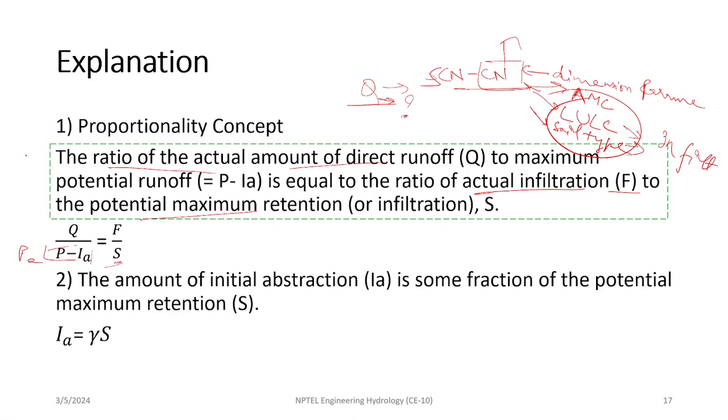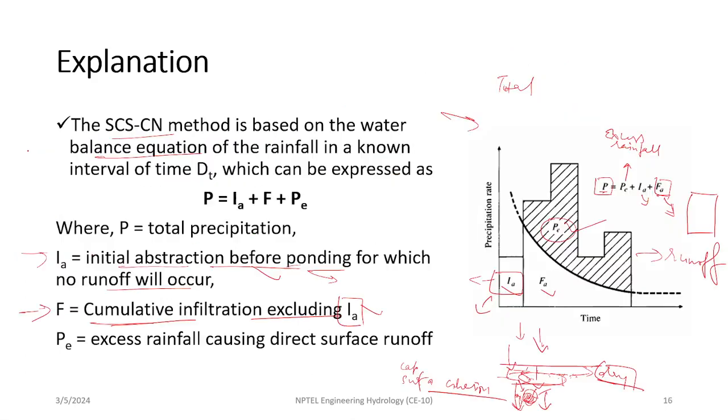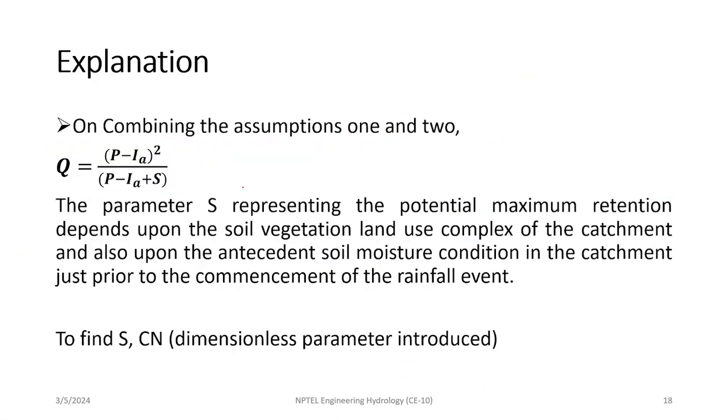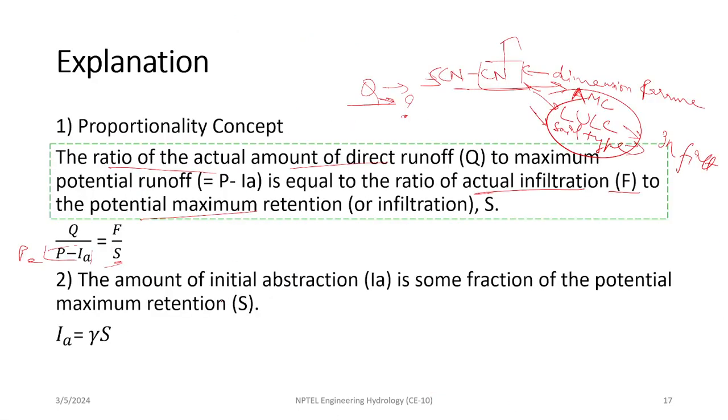So now you could have your answer in your mind, that the first one was right. This was the first option: the ratio of actual retention of the rainfall to the potential maximum retention is equal to the ratio of direct runoff to the potential rainfall minus initial abstraction. Got it? Shall I move ahead? Yes. Okay.